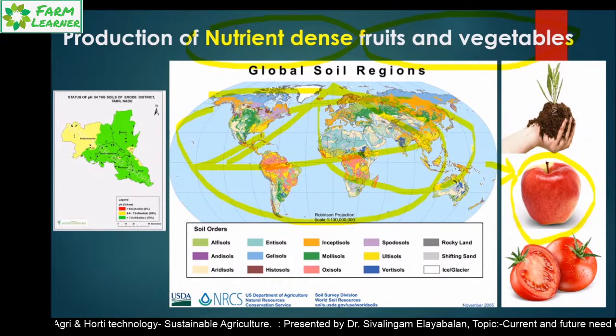We need to think about this diversified soil condition. We need to think about the production of fruits and vegetables, even food grains, and the nutrient dense concept we need to follow. This is the foremost important thing for soil health. If soil health is okay, sustainability will be there and we can run a sustainable agriculture. This is the first and foremost mantra for soil health.